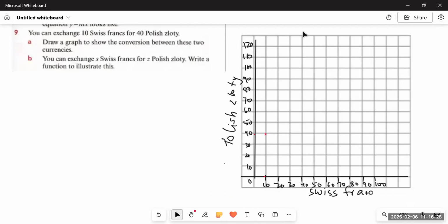Starting from 0, this point could be, because the graph will start from 0. Why? Because for 0 Swiss franc, we will get 0 Polish zloty, right? So the line will go like this.